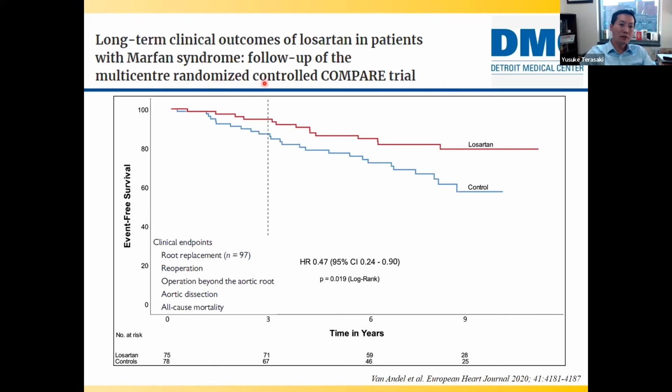But a long-term clinical outcome of losartan in patients with Marfan syndrome. And they looked at these patients over a span of almost 10 years. And they can see that the patients who took losartan, as compared to controls who just took beta blockers, I believe, for blood pressure control, had a decreased number of patients ending up with root replacement, reoperation, operations for aortic dissections, and all-cause mortality. So there's definitely some benefit to using that ARB in preventing some type of catastrophic event from occurring from aortic dilatation.